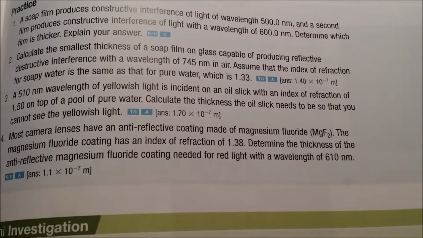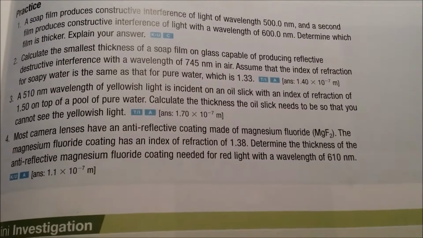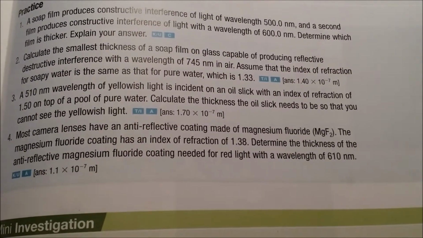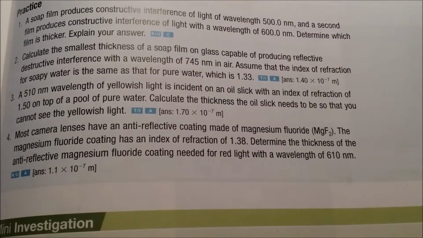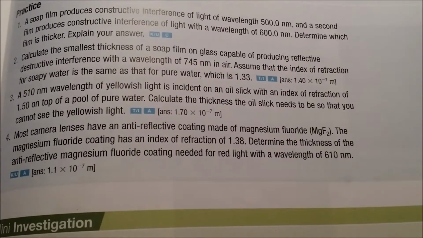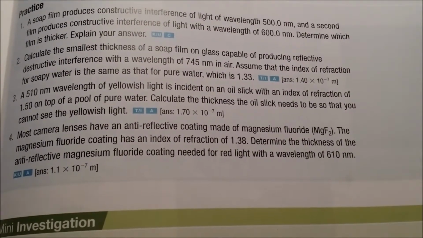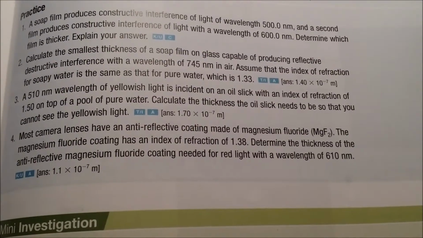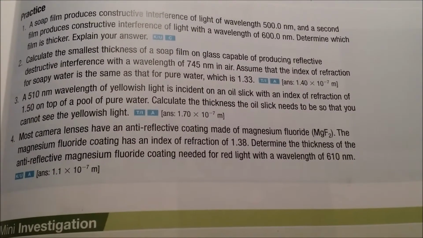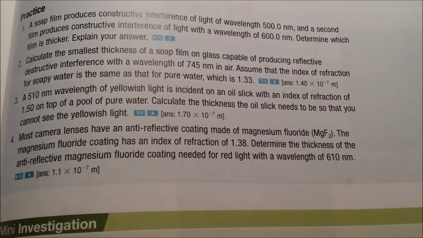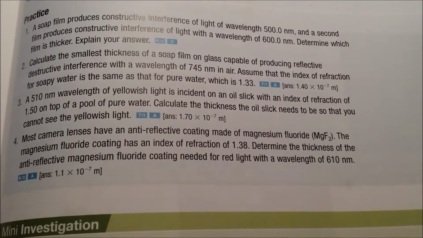Hey guys, today I'll be doing page 507 question 3, and it states: a 510 nanometer wavelength of yellow light is incident on an oil slick with an index of refraction of 1.50 on top of a pool of pure water. Calculate how thick the oil slick needs to be so that you cannot see the yellowish light.